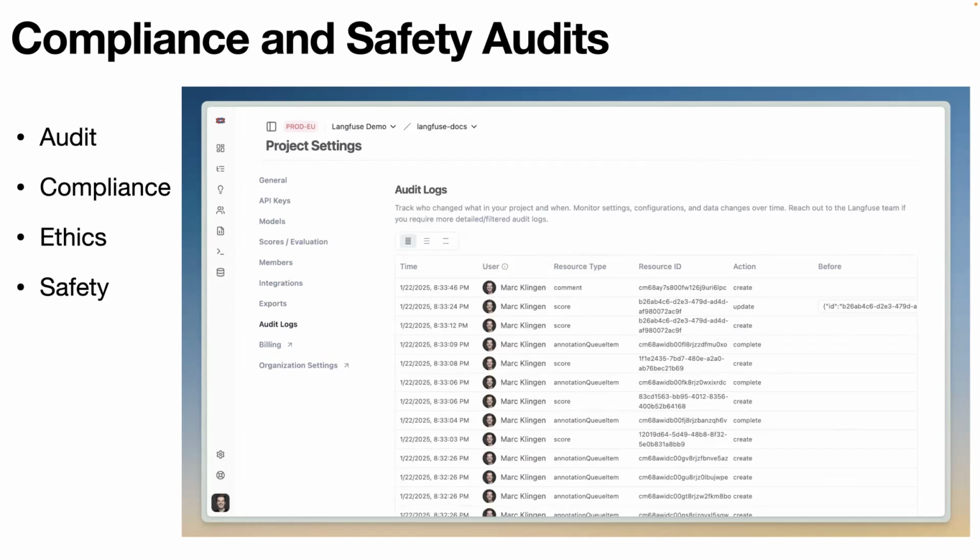And yeah, next is compliance and audit. Again, showing you an example from Langfuse, where you can gather all the logs and other safety-related and ethics-related things in one platform.